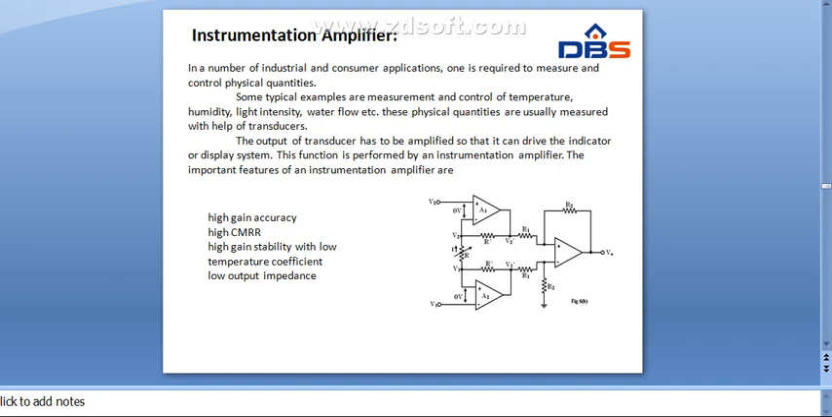So here the features of the instrumentation amplifier are high gain, high CMRR, high gain stability, low output impedance, high input impedance, low power consumption, low thermal drift, high slew rate, and easier gain adjustment. So these are the features of the instrumentation amplifier.